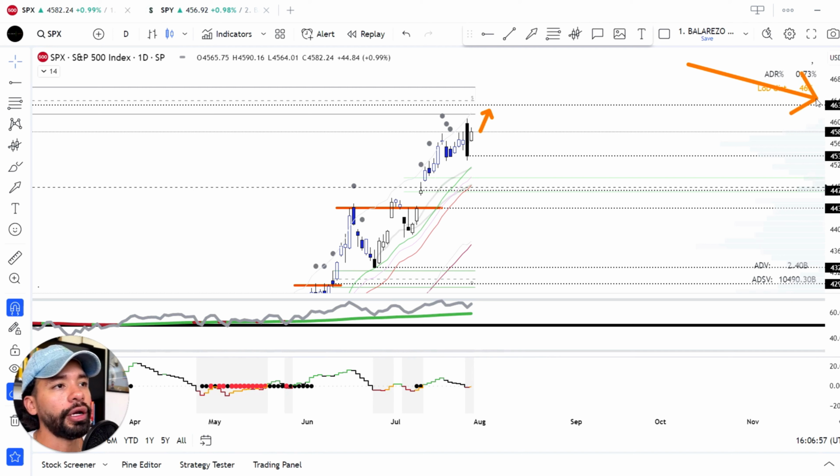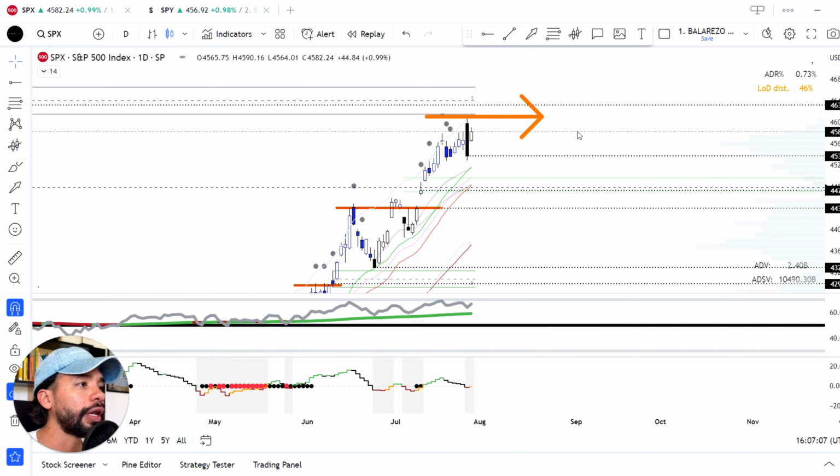We do have an unfilled gap on the SPX right here at 4,630, but I think it's going to be really important to watch this high right here. If we are unable to clear that high, then probably we're not going to see any more upside, and we're probably going to get that pullback that we have been anticipating for a while.